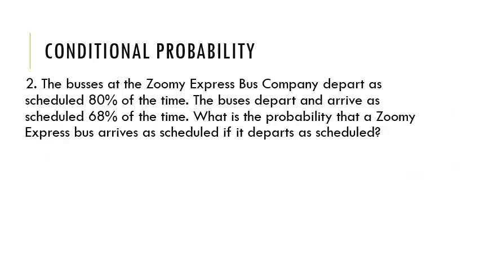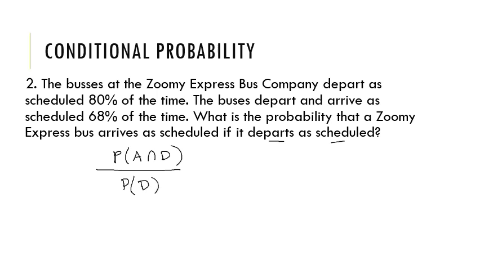The buses at the Zumi Express Bus Company depart as scheduled 80% of the time. The buses depart and arrive as scheduled 68% of the time. What is the probability that a Zumi bus arrives as scheduled if it departs as scheduled? So this time we're going to use our little formula. So arrives as scheduled and departs as scheduled. If it departs as scheduled, right?